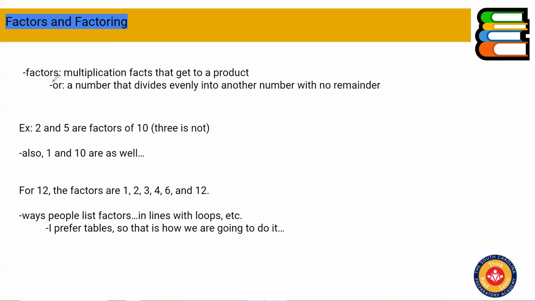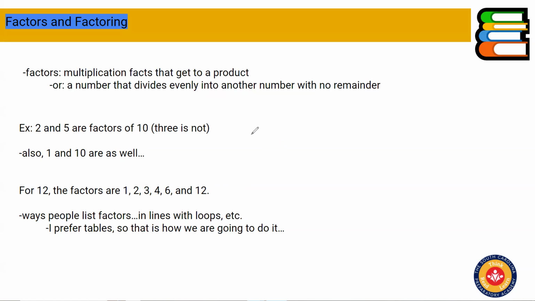Okay, so factors are multiplication facts that get to a product. So you have two factors multiplied together to get to a multiple, or a number that divides unevenly to another number with no remainder, which we've used several different ways this year. So, for example, 2 and 5 are factors of 10. 2 times 5 is 10. 3 is not a factor of 10 because it doesn't go in evenly. For 12, the factors are 1, 2, 3, 4, 6, and 12.